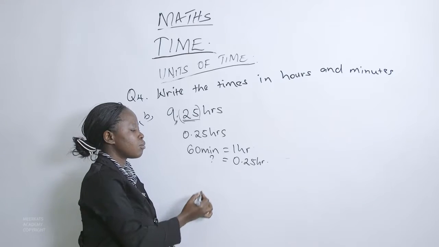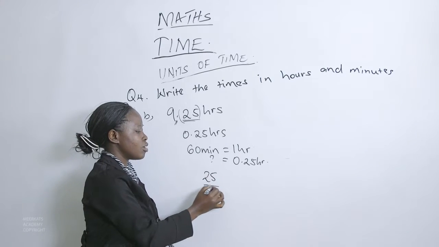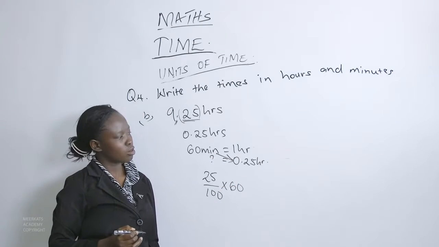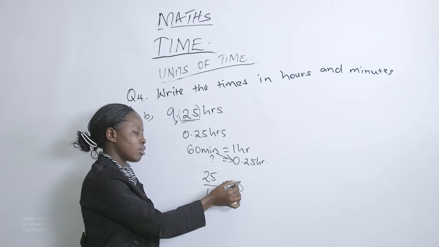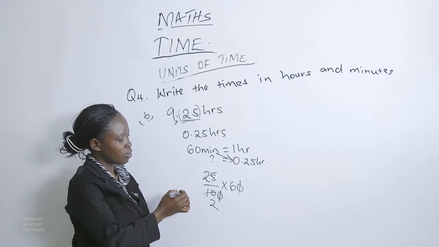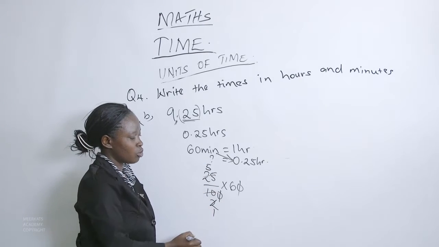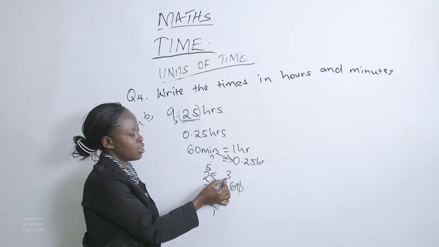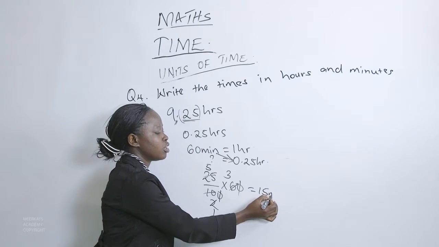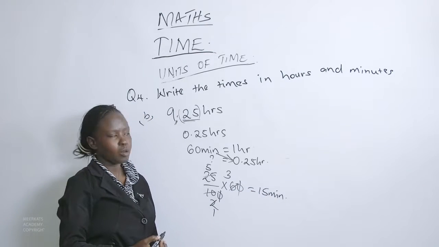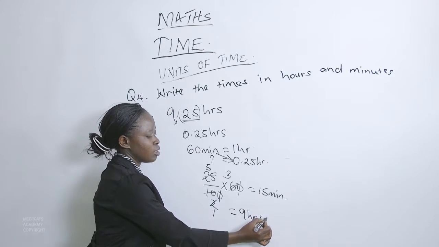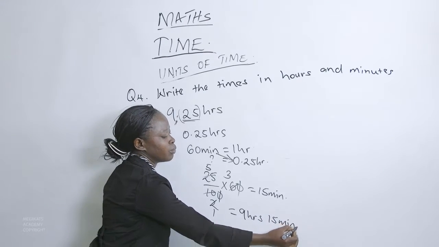0.25 is the same as 25 over 100 times 60, because we are cross multiplying to convert it to minutes. So 5 into 10 is 2, 5 into 25 is 5, 2 into 2 is 1, 2 into 6 is 3. So 5 times 3, we have 15 minutes. So converting 9.25 hours will give us 9 hours, 15 minutes.